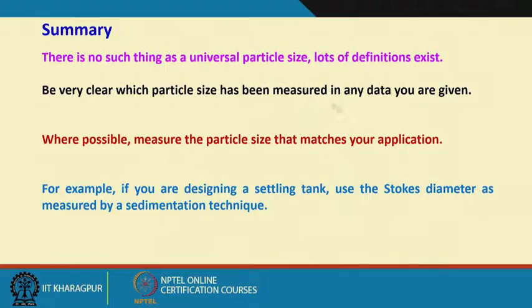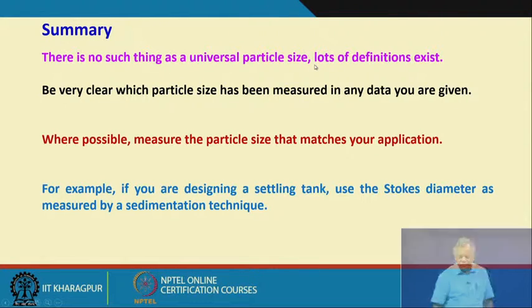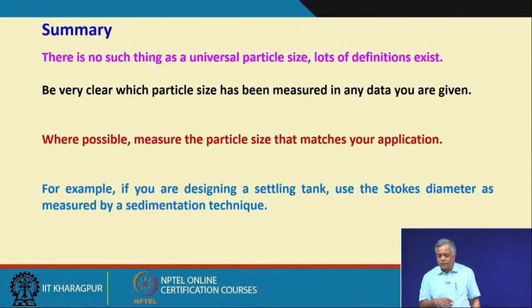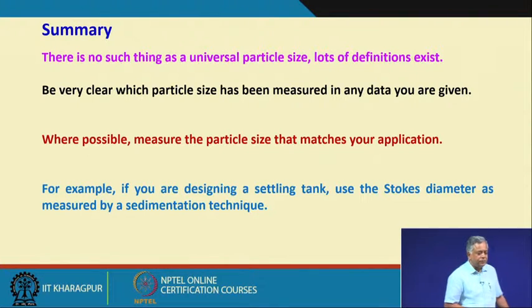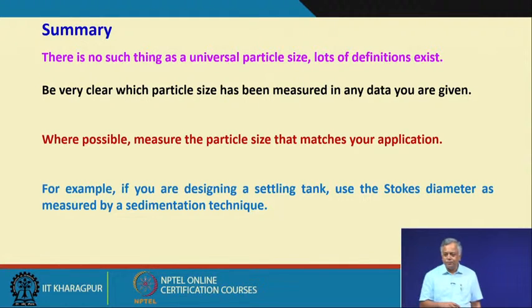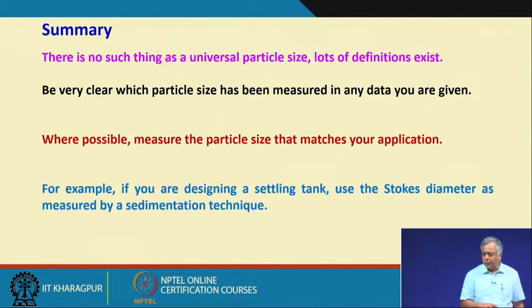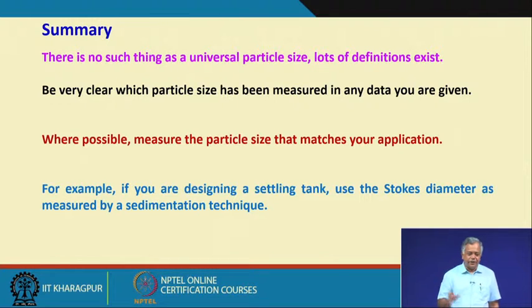So friends, if we summarize, we may say that there is no such thing as a universal particle size. Lots of definitions exist. To define a single parameter of anything, if you have n number of definitions, that means there is no common agreement between scientists or practicing engineers that this is the best definition, which appropriately defines my particle characteristic.